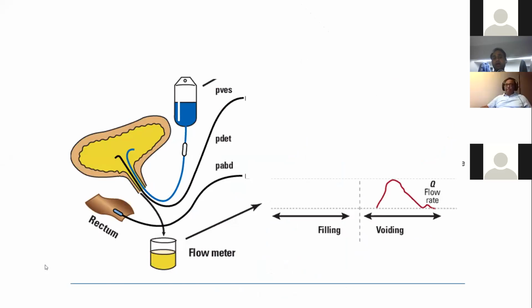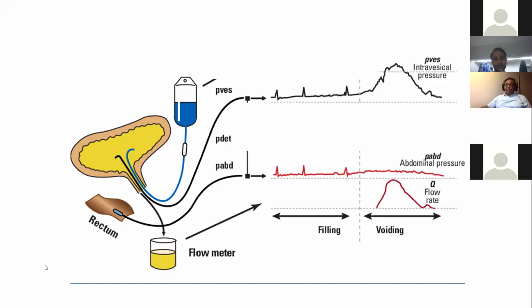You need to do a digital rectal exam prior to putting in this rectal catheter to look at the anal tone and if there is any impaction. And this rectal catheter will give you ultimately the abdominal pressures. So we have the vesical pressures coming from the catheter that is placed into the bladder. We have a rectal catheter which is giving us the abdominal pressure.